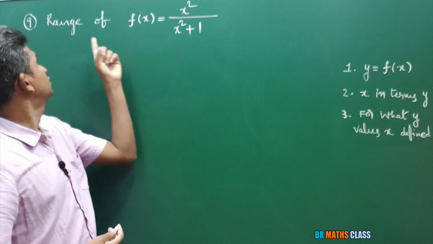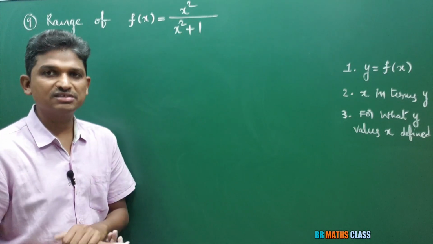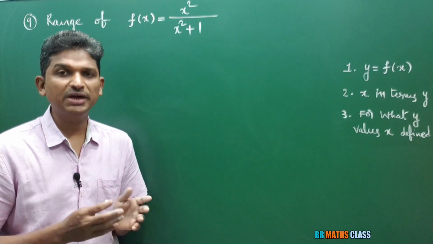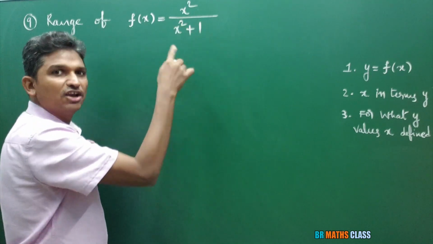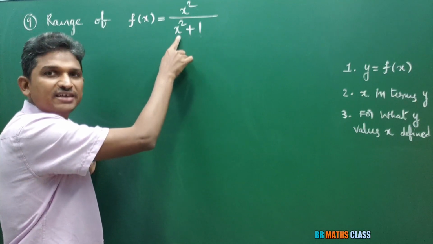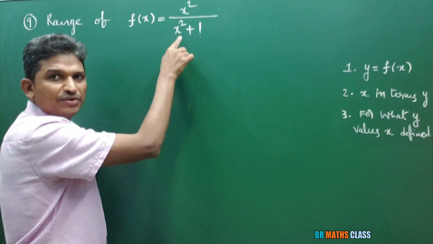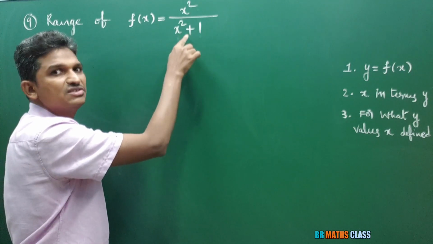You observe this question number 9: range of the function f of x equal to x square divided by x square plus 1. To calculate the range of the function, first we will calculate the domain. This is in the form of f of x divided by g of x. Now this g of x cannot be equal to 0. Here x square plus 1 is there. Whatever real x you take, x square plus 1 will never be 0, because the minimum value of x square is 0. Whatever real x you take, the minimum value of x square is 0.